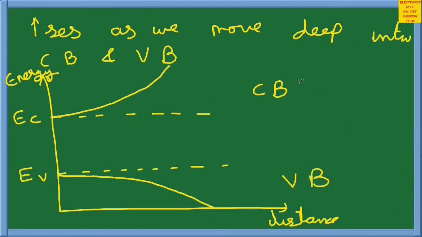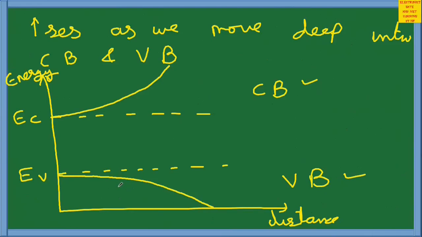Now let's think why the density of states increases with increase in energy in the case of conduction band, and why the density of states increases with decrease in energy in the case of valence band. Let's first consider the case of valence band. We know the valence band consists of bonded electrons, and the energy of the bonded electrons is less compared to that of free electrons.